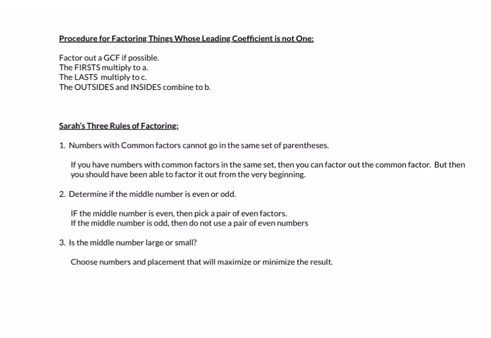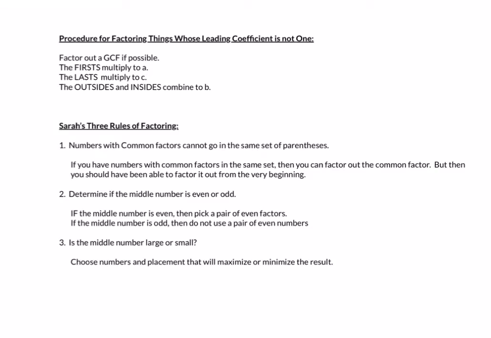The first one: numbers with common factors cannot go in the same set of parentheses. And I'll point this out when we get into it. If we have numbers with common factors in the same set, then you can factor out the common factor. But then you should have been able to factor it out from the very beginning. So this is one that's going to help us place numbers in our factorizations.